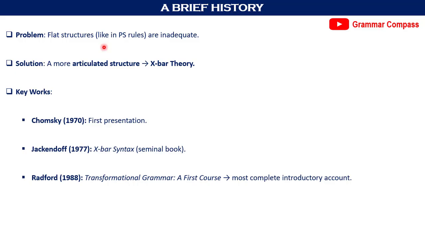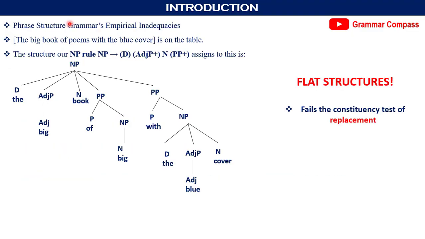Why are we saying that the phrase structure grammar produces a flat structure? Let us explain. What we are doing here is scientific studies in grammar. We bring up a hypothesis and then we prove the hypothesis. If we have this sentence, the big book of poems with the blue cover is on the table. Here, if we take the noun phrase, that is, the big book of poems with the blue cover, in phrase structure, we are going to generate this rule for it.